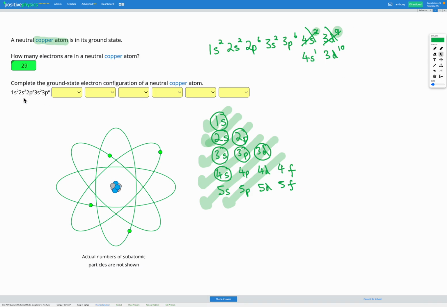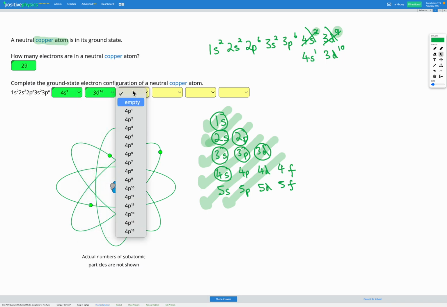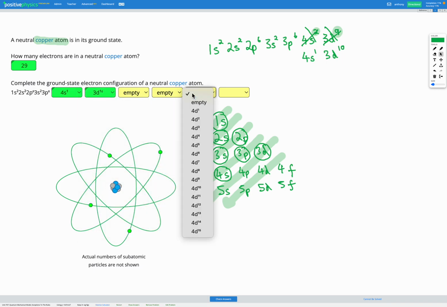So let's fill that out here. We've got 1s2, 2s2, 2p6, 3s2, 3p6. Next, instead of 4s2 as we might expect, it's actually 4s1. And instead of 3d9 as we might expect, it's actually 3d10. And the rest of these are empty here.